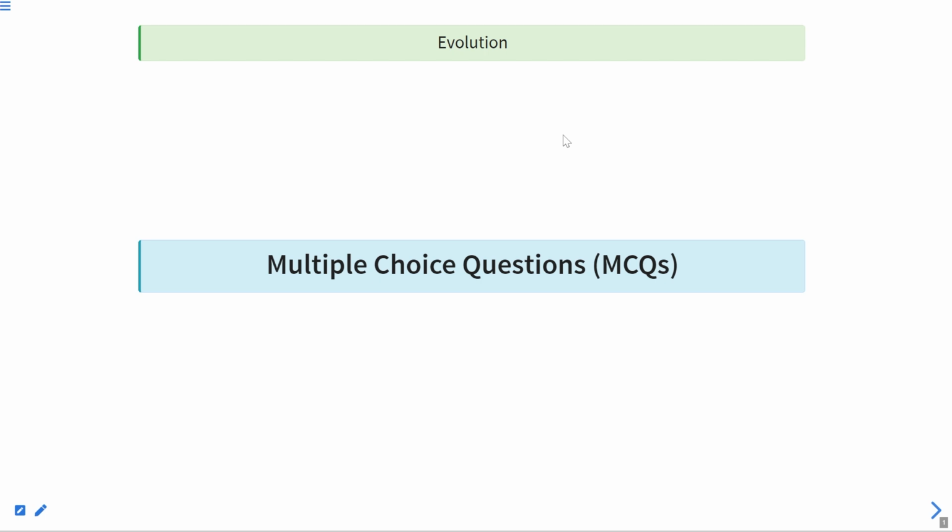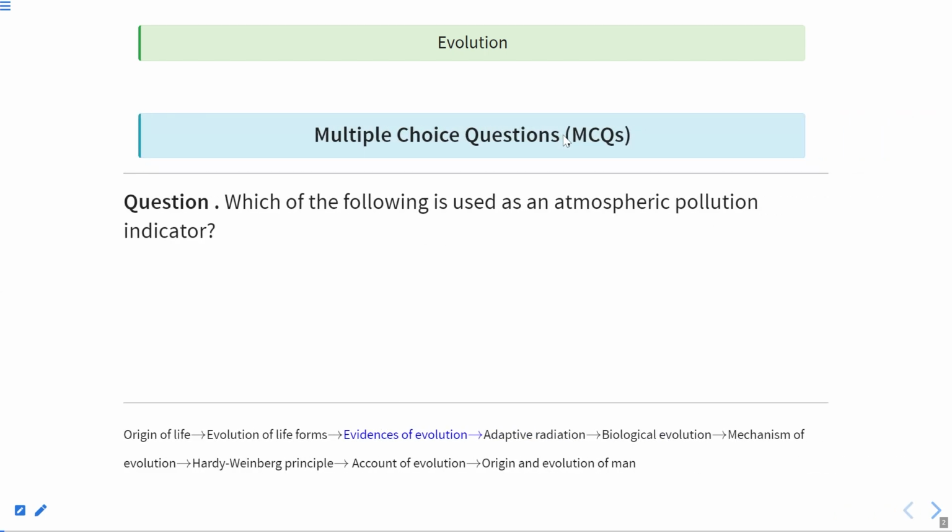So the NCERT Exemplar questions have been divided into 4 categories. First one is the multiple choice question. Second are the very short answer type questions. Third category is the short answer type question. And fourth category is the long answer type questions. So in this lecture, we'll be discussing the multiple choice questions.